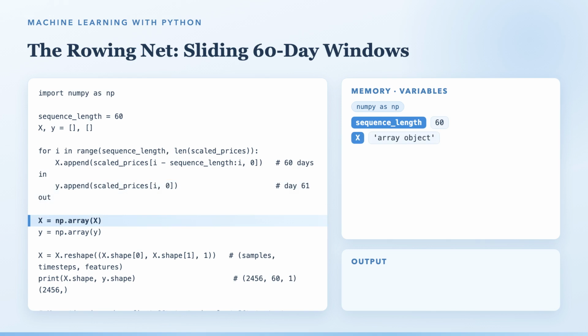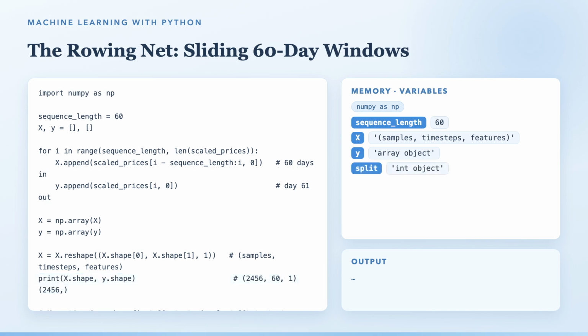Let's take this one step at a time. First, import NumPy as NP. Then sequential length equals 60. Our window size. X and Y begin as two empty lists. Now the loop. For I in range, from sequential length to the length of scaled prices. Each turn, X.append takes the slice from I minus sequential length up to I. 60 days in. And Y.append takes scaled prices at I.